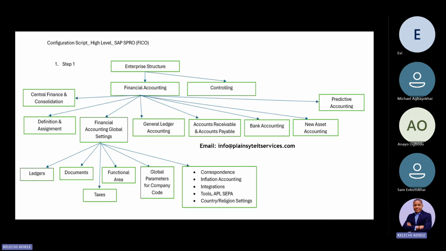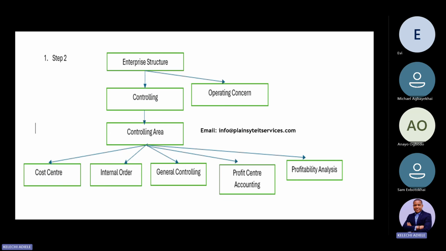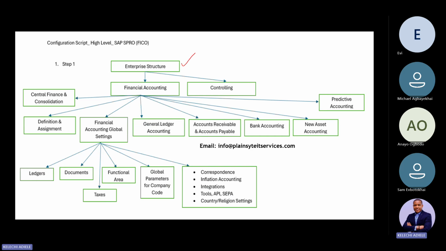Now, before we go, this is the structure of FICO. This is basically talking about FI and the core structures that sit on FI. You can see it starts with enterprise structure and then flows down to the module, and the module has substructures. We'll pick this up when we start configuration. And this is the enterprise structure for controlling. Remember, we have FICO. For finance, we have central finance, definition and assignments, financial accounting, global settings, GL accounting, accounts receivable and accounts payable, banking, US accounting, predictive accounting.